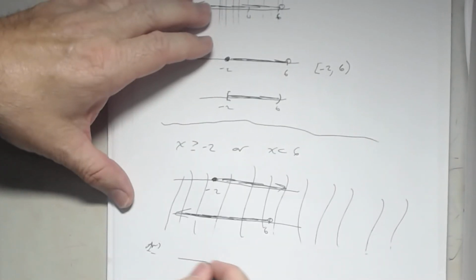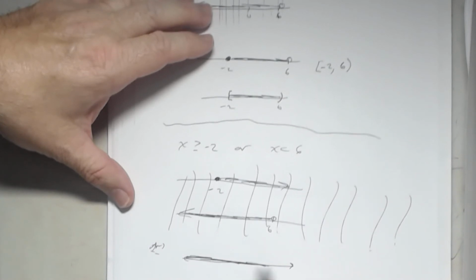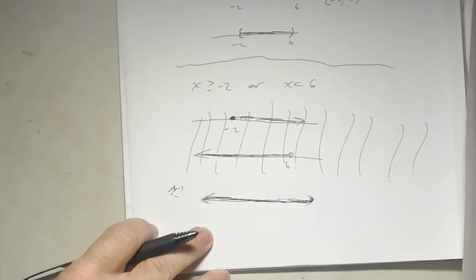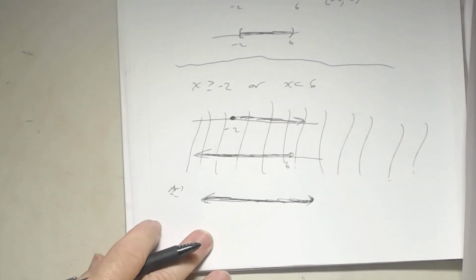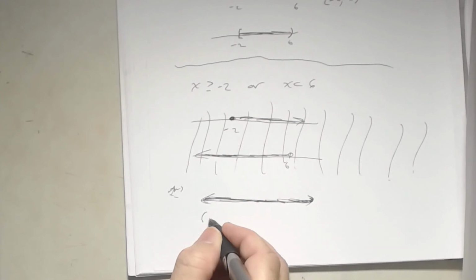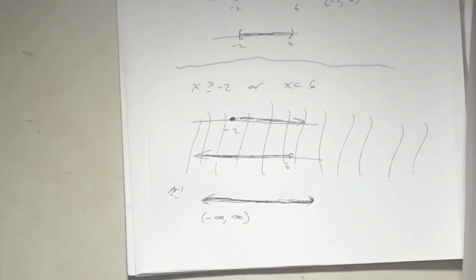So this is what you do in your graph. You just shade everything in the graph like this. That's how you would graph it. And then the interval notation: parentheses, negative infinity to infinity, with parentheses.